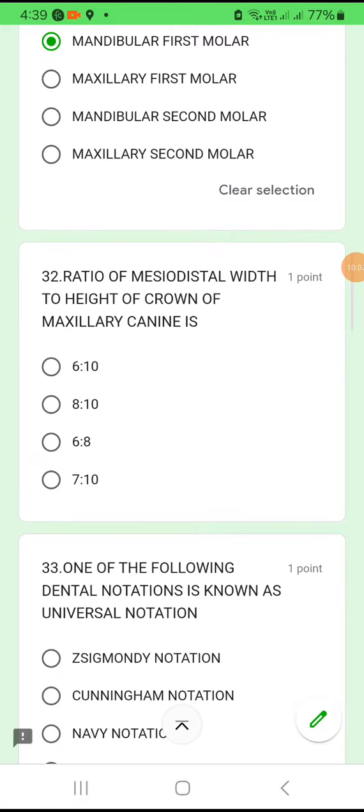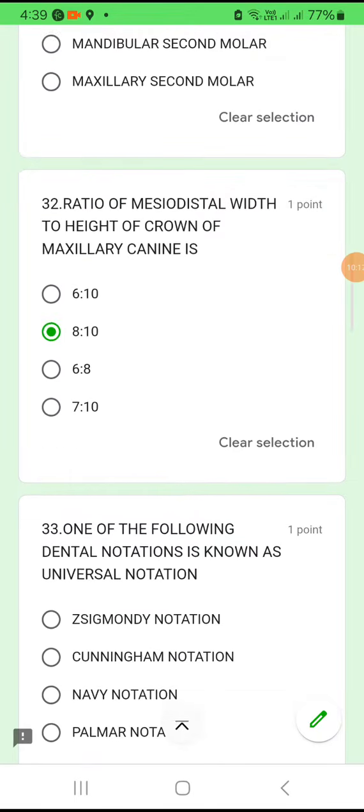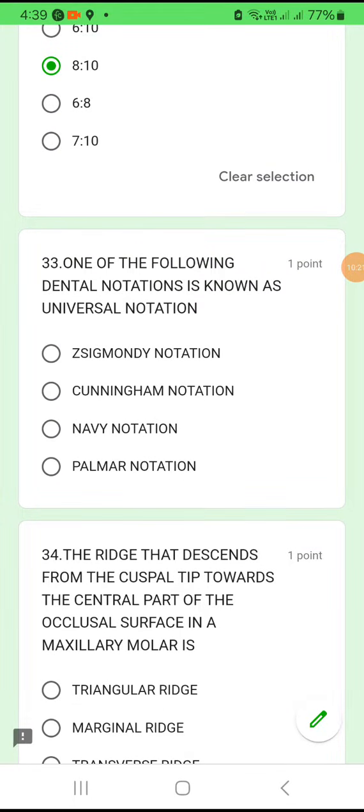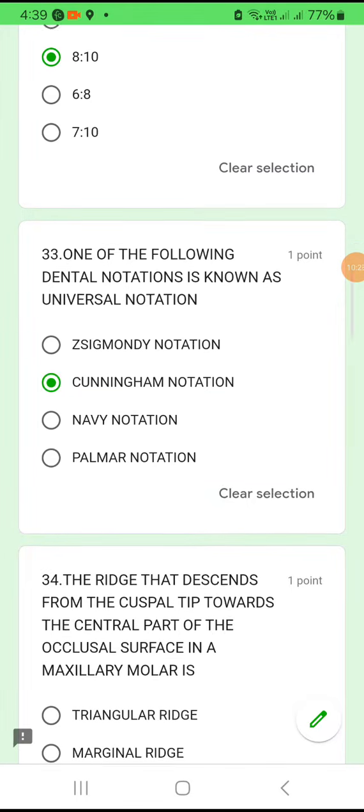Okay, the ratio of mesiodistal width to the height of the crown of the maxillary canine. So the mesiodistal width to the height of the crown of the maxillary canine is in which ratio? The ratio is 8:10. Option B is the answer. Question number 33. One of the following dental notations is known as universal notation. So which is universal notation? Cunningham's notation. Okay, option B.